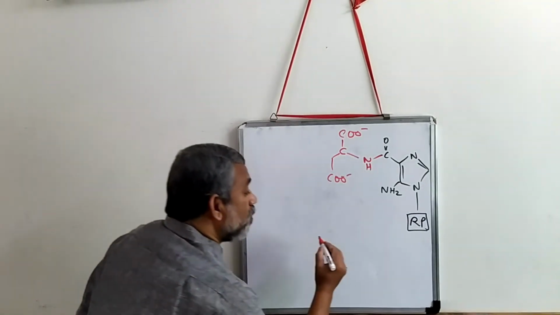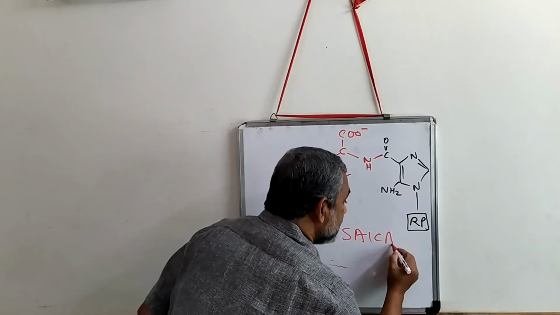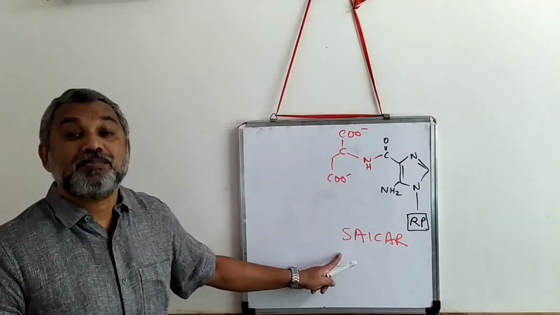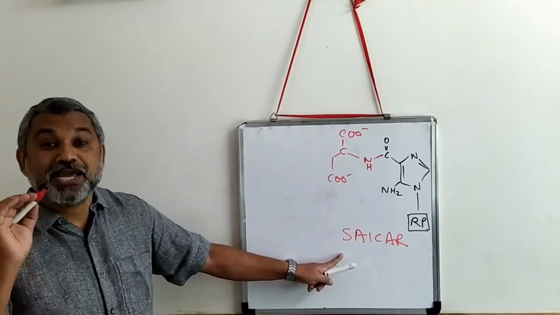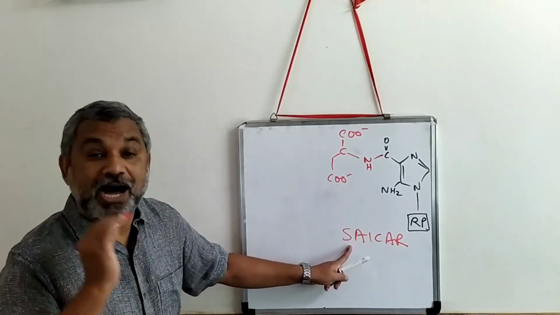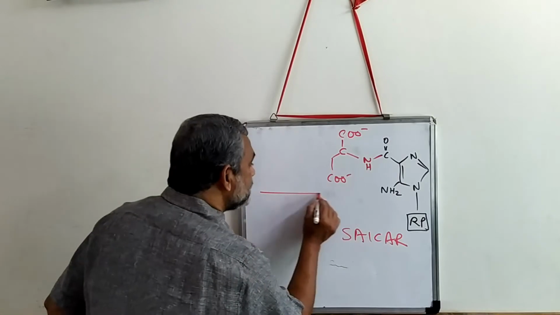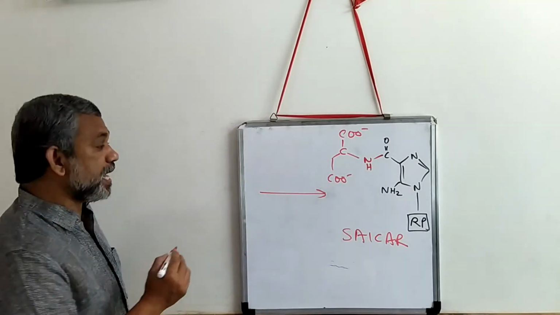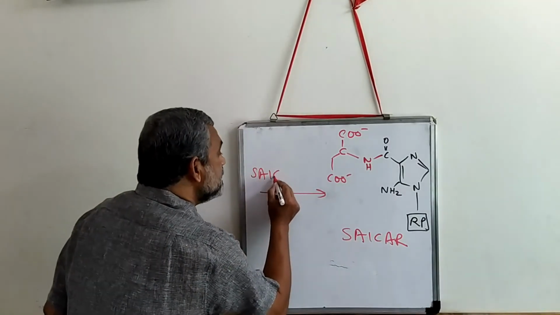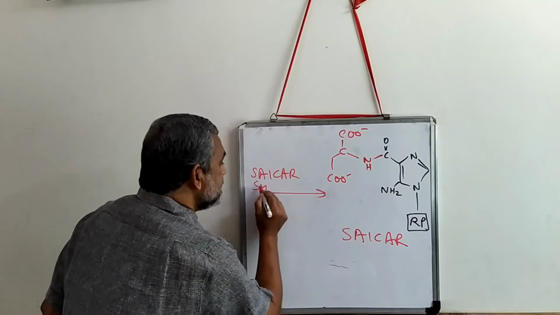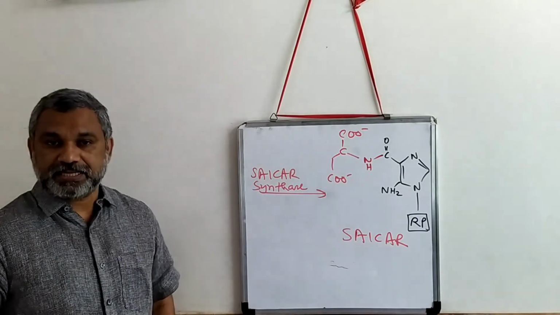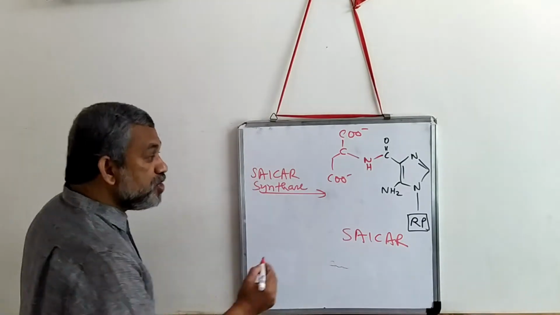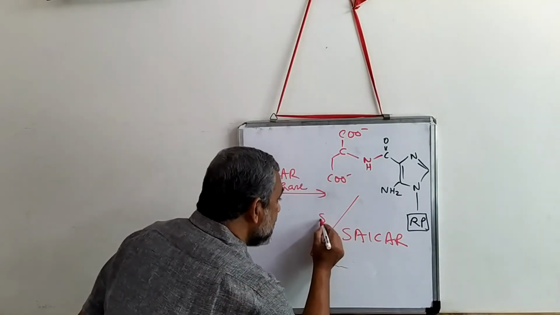This product is called SAICAR, 5-phosphoribosyl amino imidazole succinocarboxamide. And as we have seen, it is an ATP dependent enzyme, so therefore it is called a purine synthesis enzyme. So once you have this product, that is step number 7, then you have step number 8.